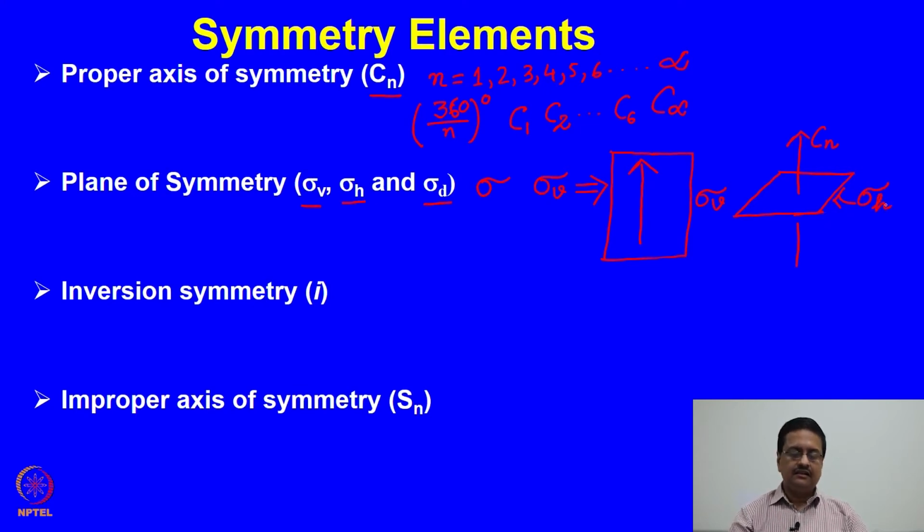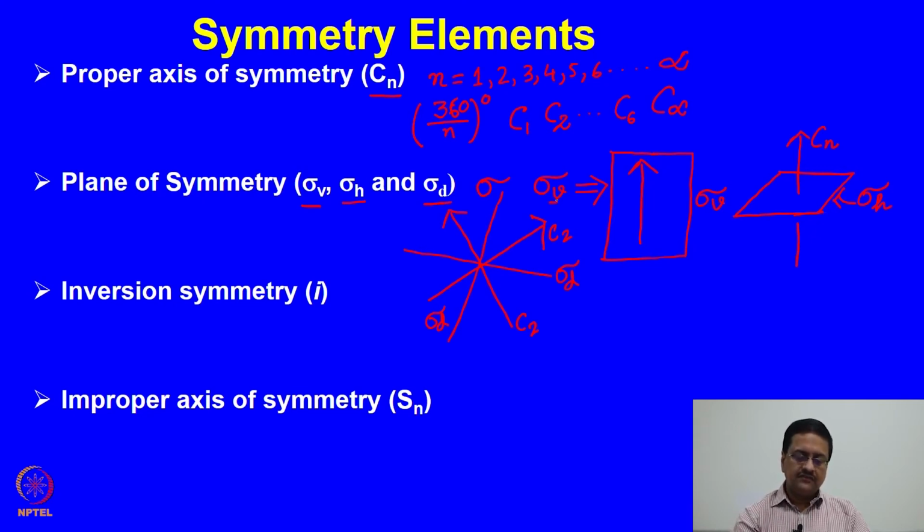And sigma d is the diagonal plane or the mirror plane passing through the point of intersection of two-fold axes. So, if you have a two-fold axis passing like that, and you have another two-fold axis passing through the molecule like this, both are C2s. Then the mirror planes that are generated in between these axes are called sigma d, or sigma diagonal.